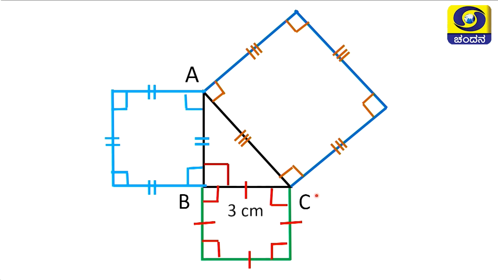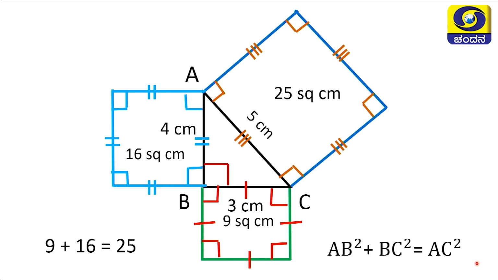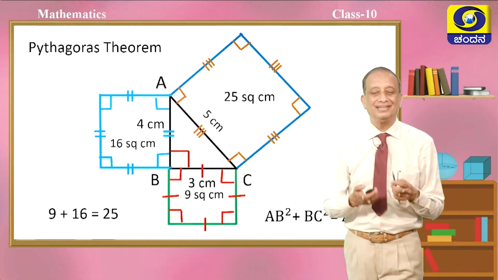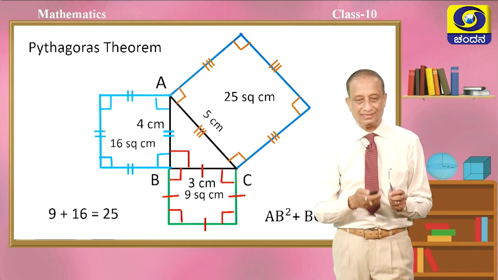Let us suppose that BC is 3 centimeters, AB is 4 and AC is 5 centimeters. Let us calculate the areas. The areas will be 3 into 3, 4 into 4, 5 into 5, that is 25, and you can easily see here 9 plus 16 is equal to 25. Therefore, we can say that AB square plus BC square is exactly equal to AC square. Children, this is in fact the Pythagoras theorem.